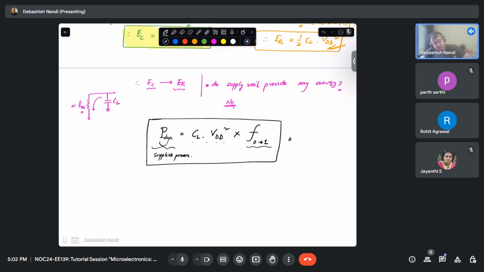So this is okay for an inverter. But what about a large circuit? A large combinational circuit. By the way, I hope you understand what combinational and sequential mean.